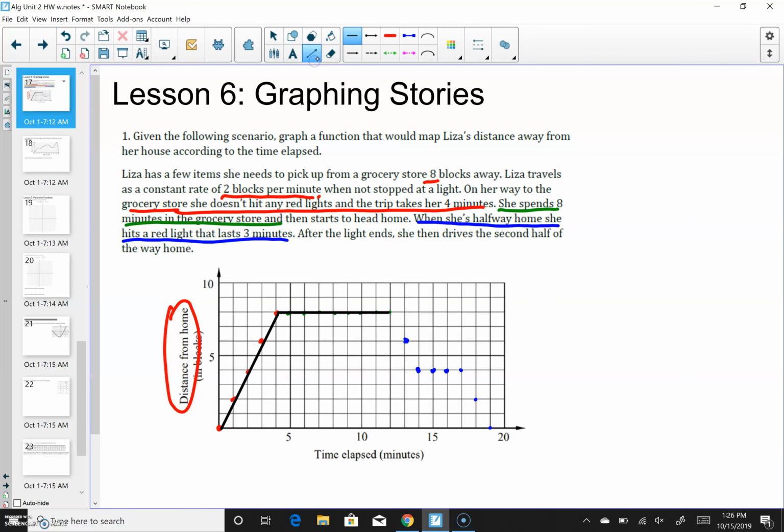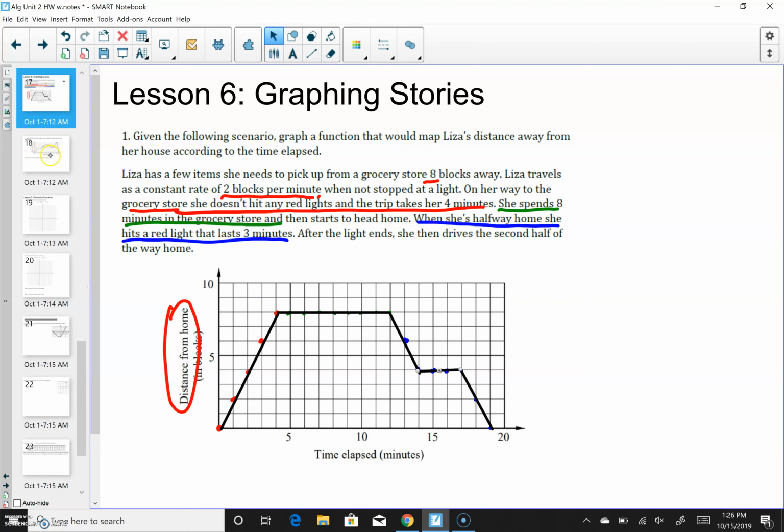So just to recap that last piece, 2 blocks a minute for 2 minutes, because that gets her to halfway. Then her distance is not changing for 3 minutes. And then it is 2 blocks per minute home, and in total her trip takes her 19 minutes. And that's going to be all of our pieces for question number 1.